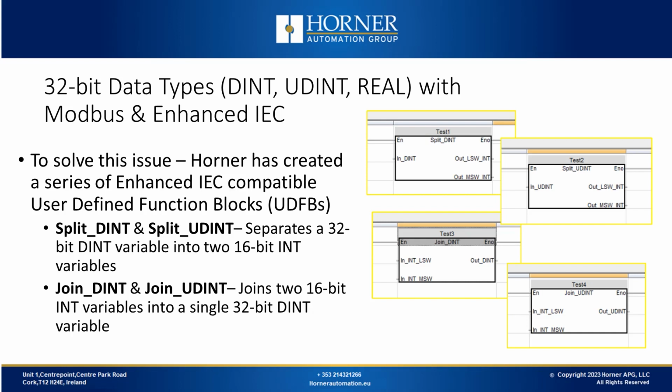You can easily split them into separate integers for Modbus transmission, or join separate integers to create double integers or floating points. These user-defined function blocks take care of the complex logic behind the scenes, so all you need to do is use them. On the screen, you'll find the first 4 UDFBs for splitting and joining double integers, both signed and unsigned, and the same approach is available for floating points. It's a straightforward process with these UDFBs.